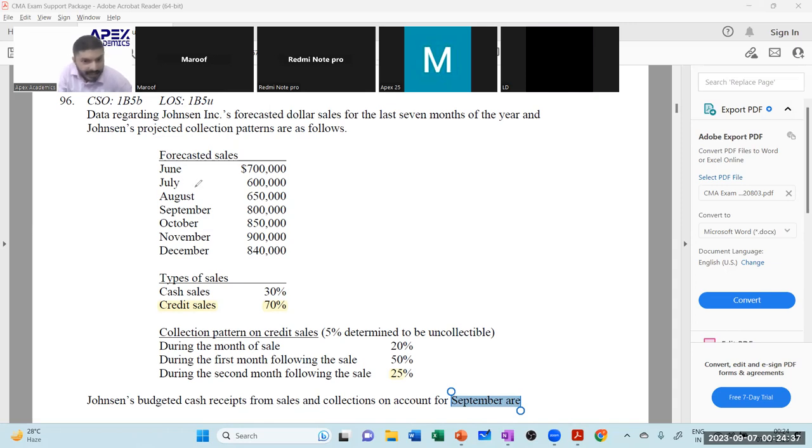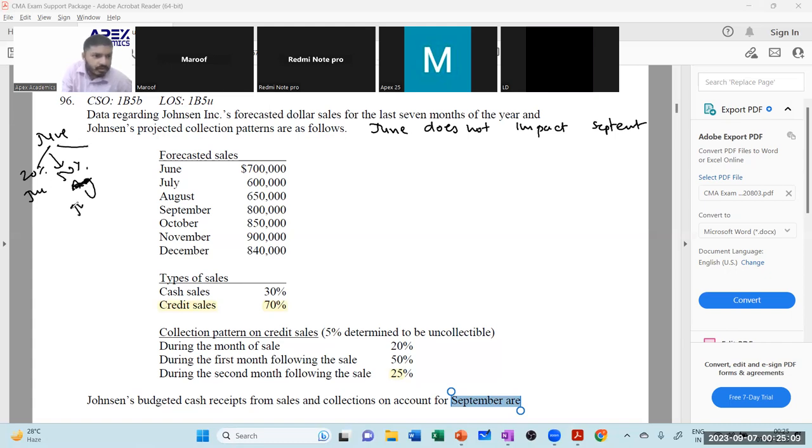So see, July credit sales, 20% in July, 50% in August, and 25% in September. June, 20% in June, 50% in July, and 25% in August. So June does not impact September. June, 20% in June, 50% in July, and balance 25% in August, and 5% are bad debts.